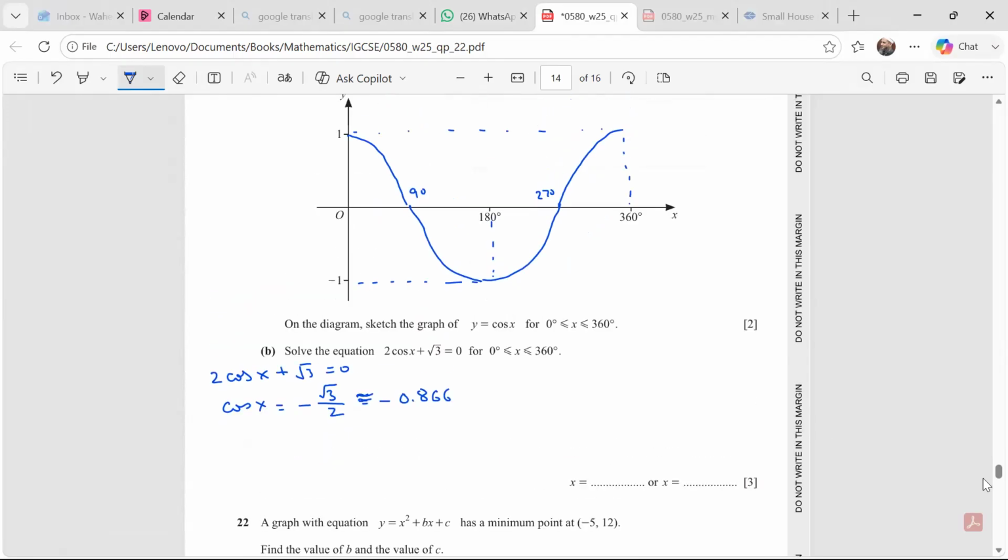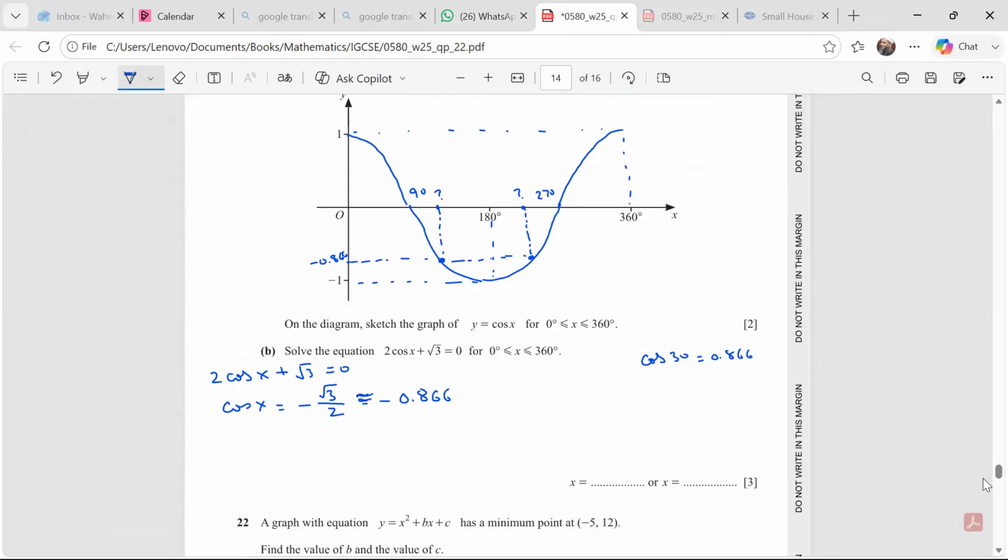And also if you remember, cosine of 30 degrees is also 0.866. Minus 0.866 is somewhere here. And these are the two angles where it corresponds. So we need to know what is the value over here and what is the value over here. I'm sorry, my drawing is not very good.